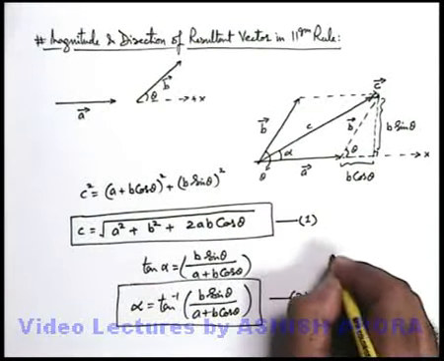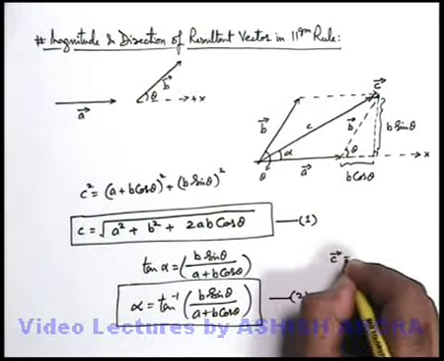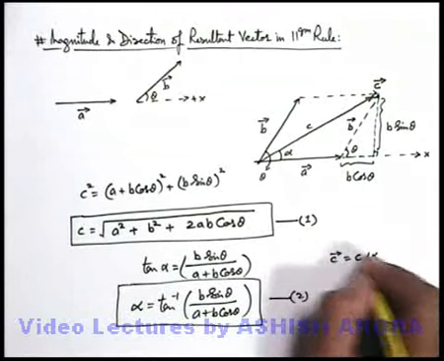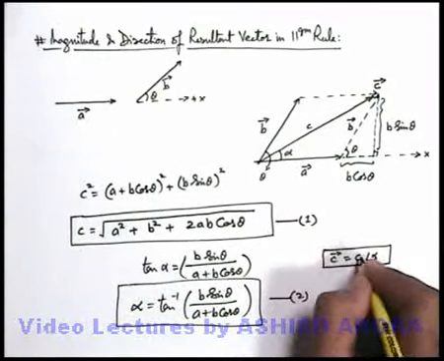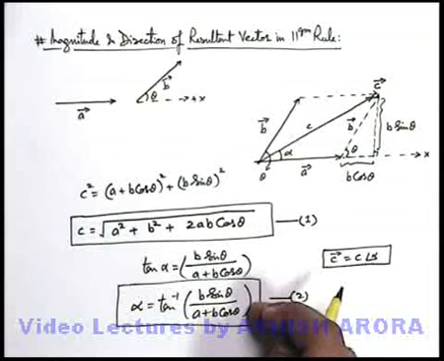Here, if we are required to write the value of C vector, the resultant vector, it can be written as C at angle alpha, which can be directly obtained. The values of C and alpha are given by equations 1 and 2.